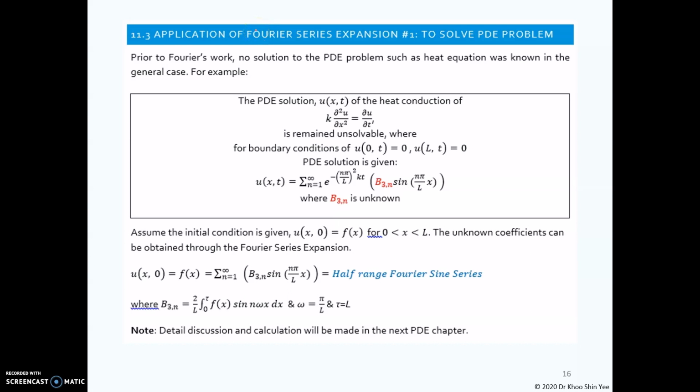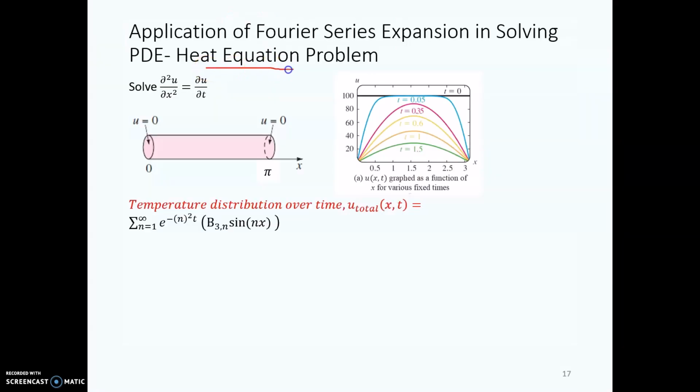One of the important applications for the Fourier series expansion is to solve the PDE problem. This technique was developed by Fourier in order to solve the heat equation problem. In the heat equation problem, we can use the partial differential equation to model the temperature change of the heated rod with respect to time, where the U symbol here indicates the temperature distribution on this rod.